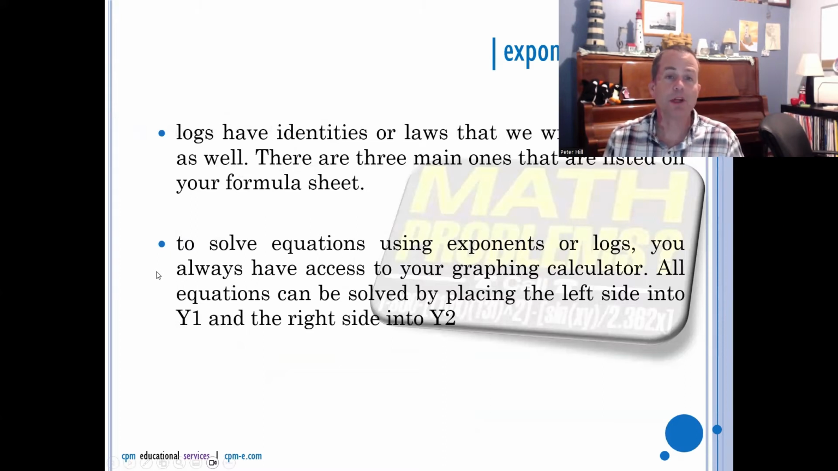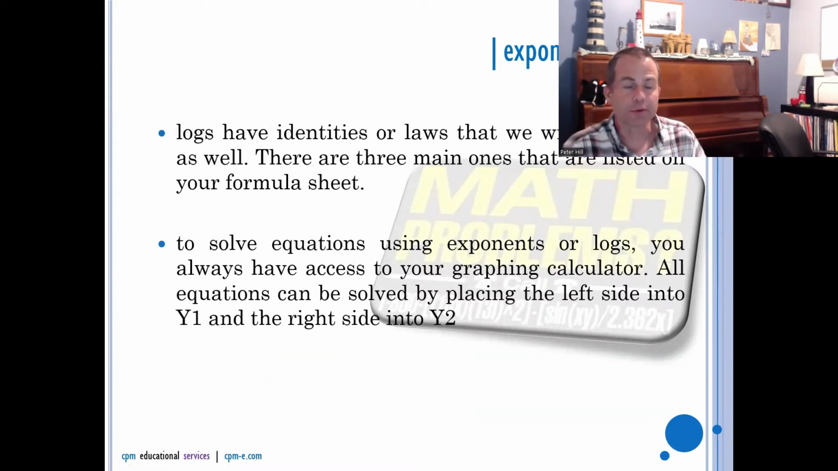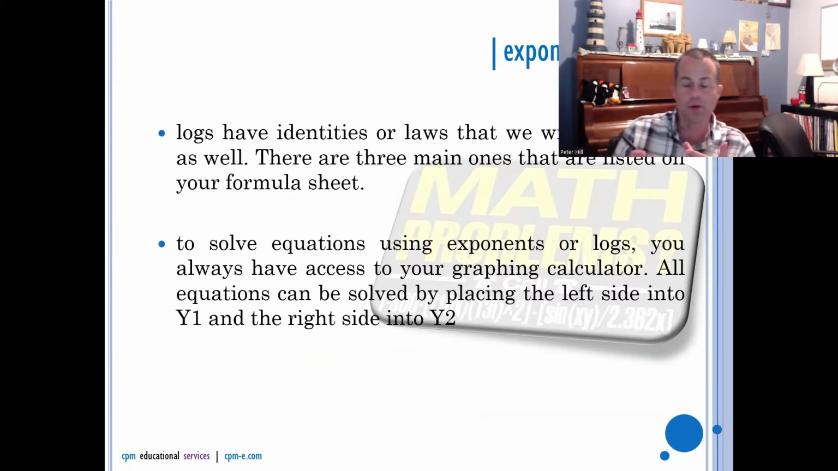All right. Logs have identities or laws that we will work with as well, just like trig did. There are three main ones listed on your formula sheet. When you are taking the log of two numbers being multiplied together, you can expand that into separate addition of logs. When you're taking the log of two items being divided, you can spread that out by subtracting the logs. And then there's the power log law.